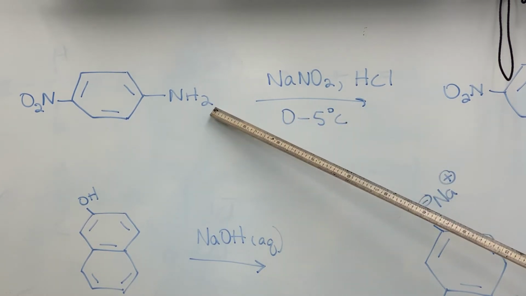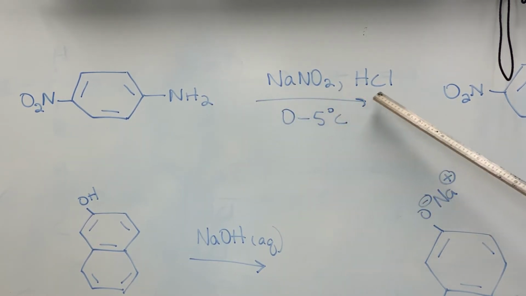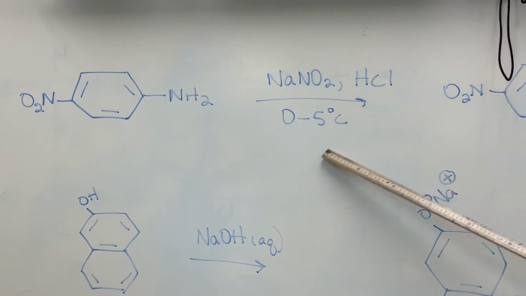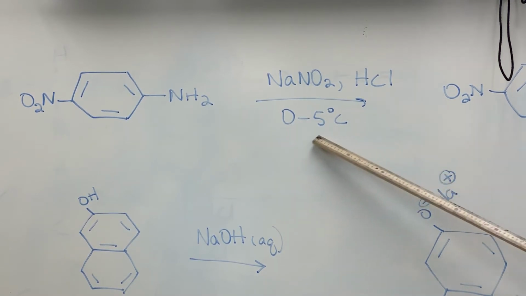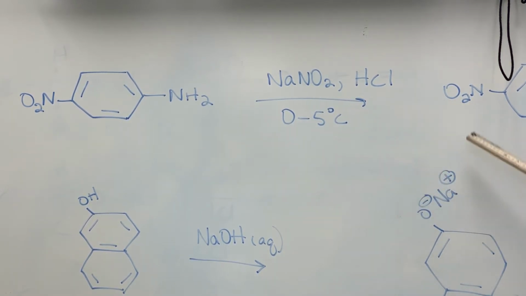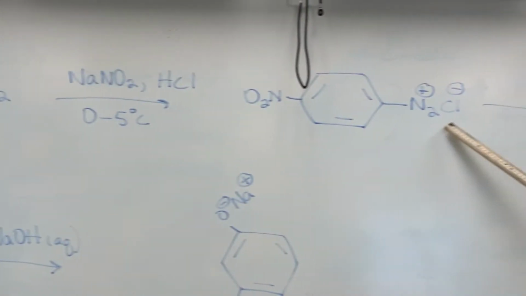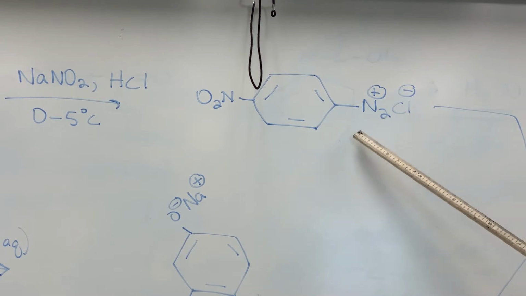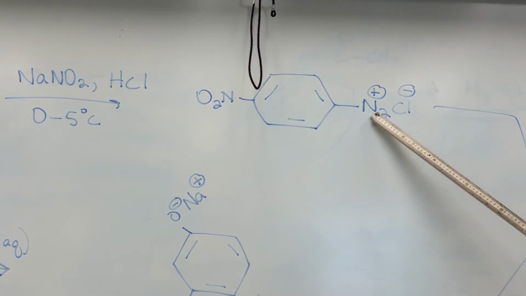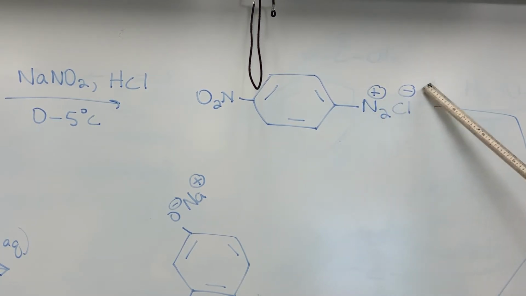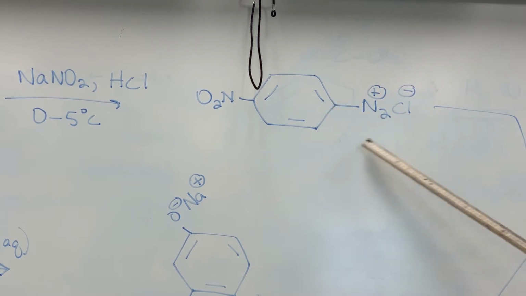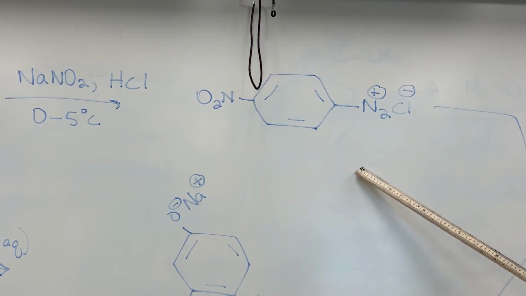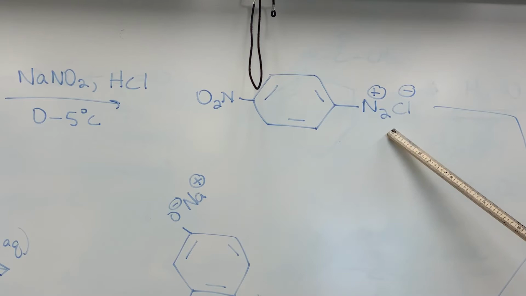When we treat the para-nitroaniline with sodium nitrite and hydrochloric acid, and it's very important to keep that temperature between 0 and 5 degrees, then that primary aromatic amine undergoes a diazotization reaction to form this diazonium salt. We've got N2 plus and Cl minus. This is what is going to serve as our electrophile in the electrophilic aromatic substitution.